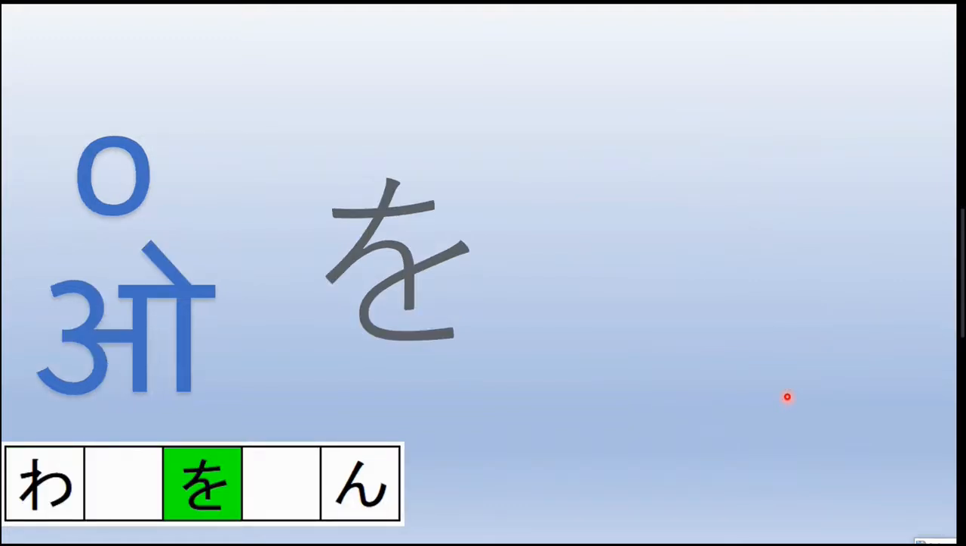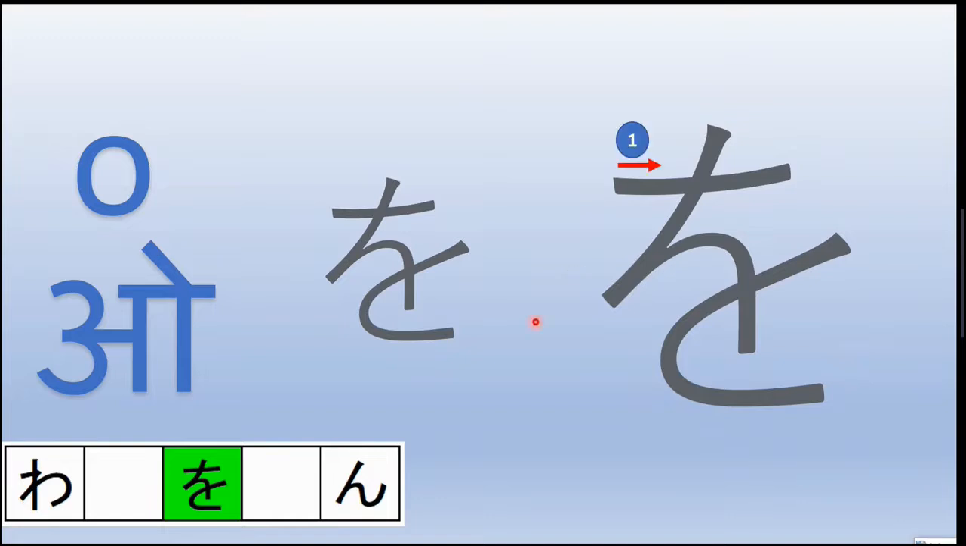Then we have o. This is a particle, and it should have been vo, but it is pronounced as o. So don't get confused with the vowel sound o and this particle o. Those both are different things. So how is this o written? First, stroke this horizontal line. Then we have this H kind of writing. And then the third stroke is like this, intersecting this part here. So this is o. When we do a lesson on particles, we will discuss it in that chapter.